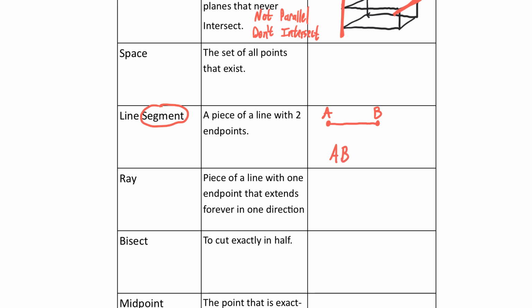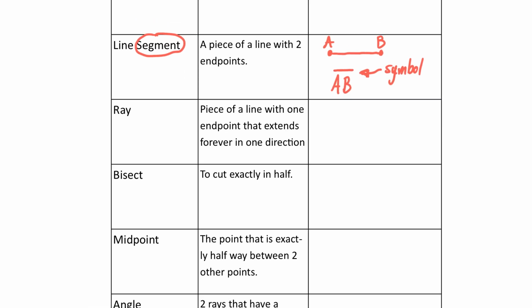All right, the way we do this is we would write it like this, if we were naming it. That right there is the symbol we use for line segment. It's just a bar, no arrowheads. Okay, a ray. What's a ray? It's a piece of a line with 1 endpoint that extends forever in the other direction. So it's like this. You have an endpoint, and then the line goes there, and there's an arrowhead on this side.